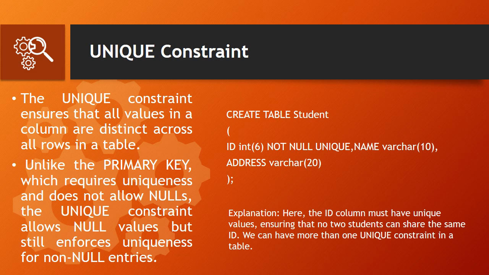The second one is UNIQUE constraint. The UNIQUE constraint ensures that all the values in a column are distinct across all the rows in a table. Unlike the primary key, which requires uniqueness and does not allow nulls, the UNIQUE constraint allows null values but still enforces uniqueness for the other entries.